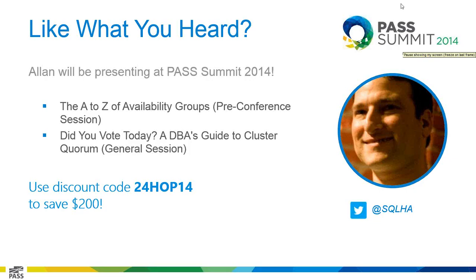Thank you. The next question is, can AG provide 24/7 uptime, as FCI can take 10 to 16 seconds to fail over?